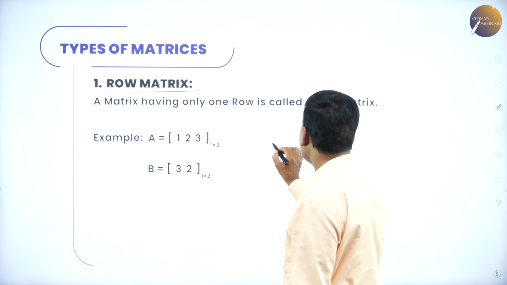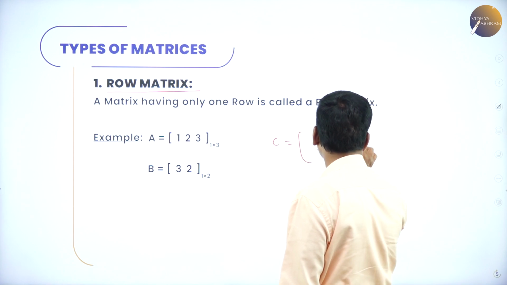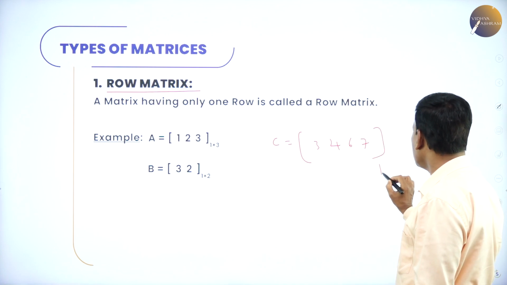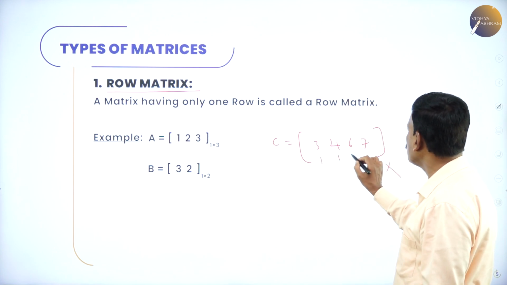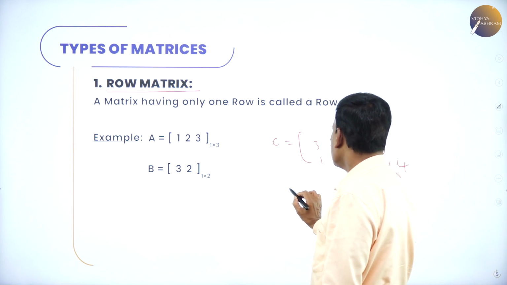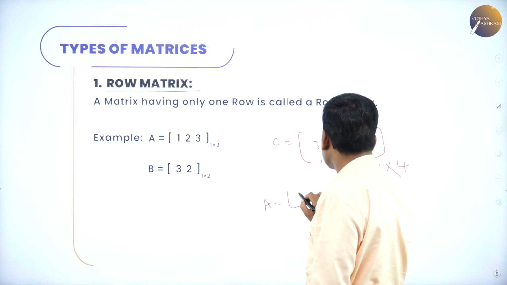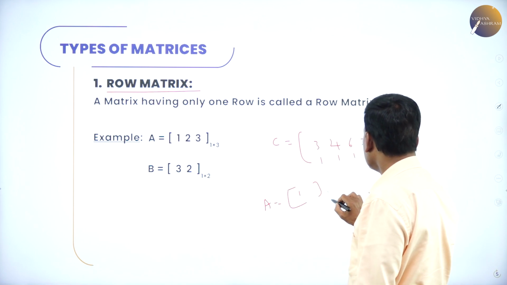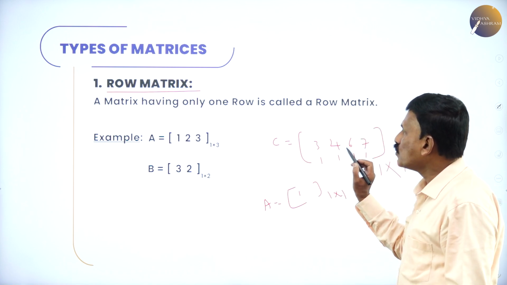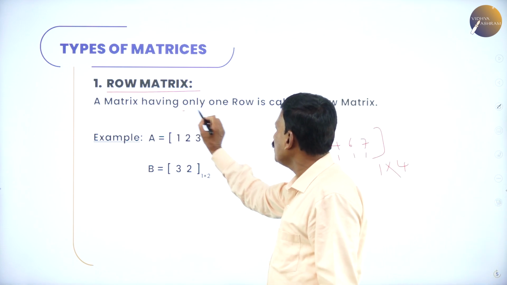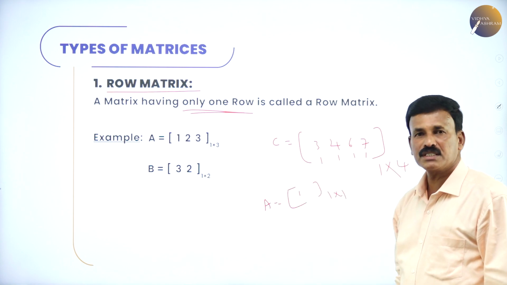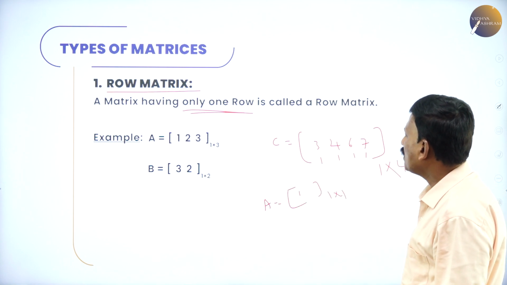Similarly, let us take one more matrix. C is equal to 3, 4, 5, 7. This is also a row matrix. This contains only one row and the number of columns is 1, 2, 3, 4. So the order is 1 cross 4. Suppose it contains only one element, this is a row matrix of order 1 into 1. That means a matrix having only one row is called a row matrix. So these are examples for row matrices of order 1 into 3 and 1 into 2.